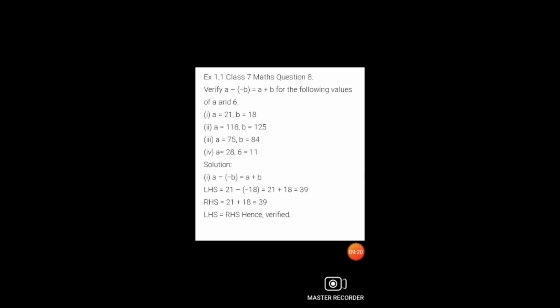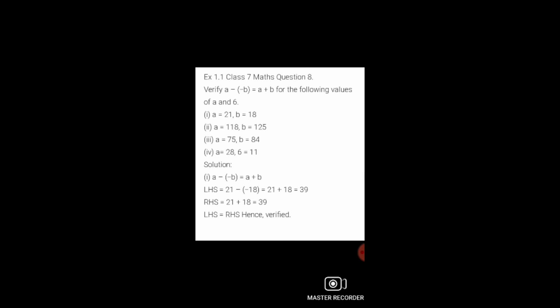Let us discuss the last question. Verify a minus of b is equal to a plus b for the following values of a and b. So a is equal to 21 and b is equal to 18. We have to verify that a minus of b is equal to a plus b. Just substitute in LHS and RHS the values of a and b. Instead of a we substitute 21 and instead of b we substitute 18.